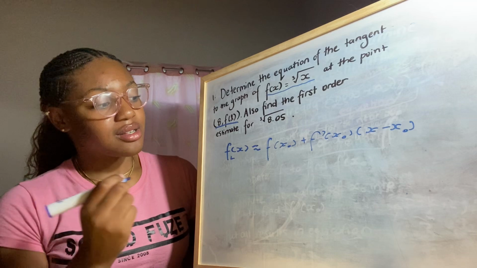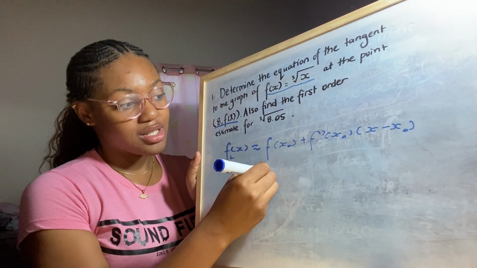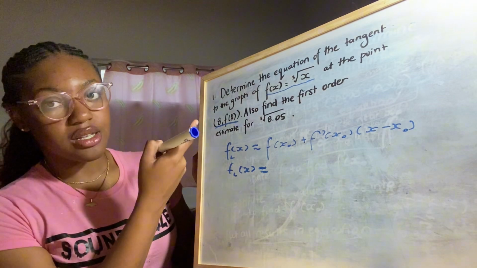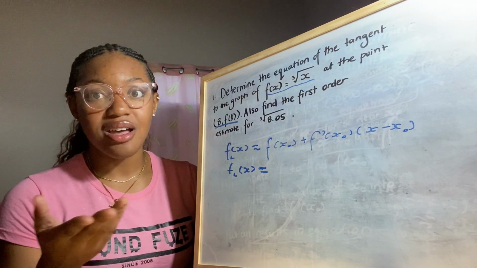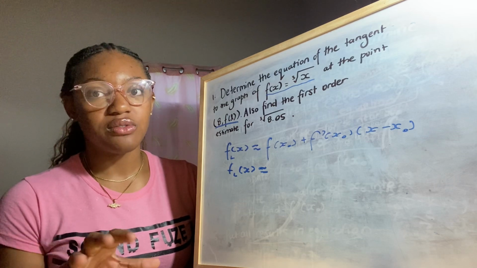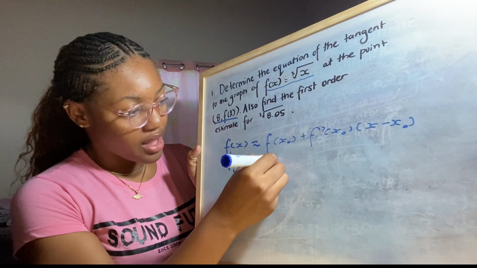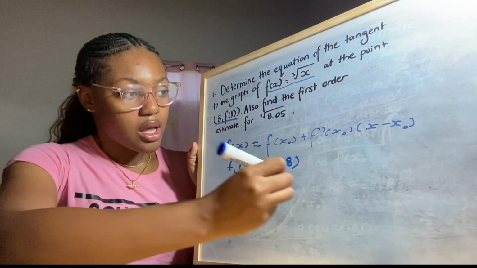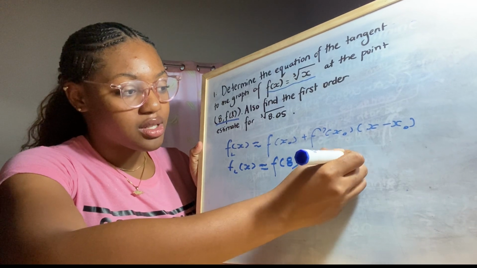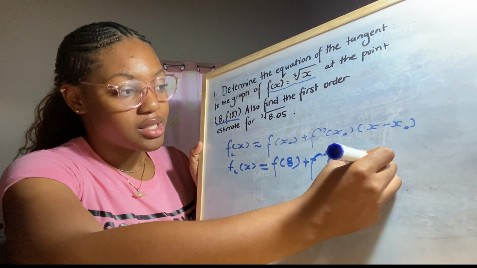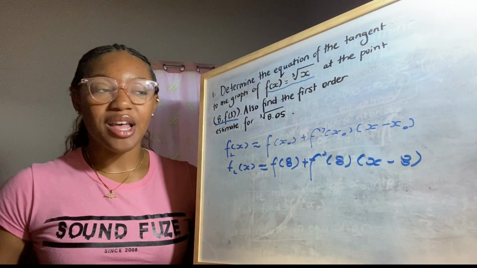So we know that x naught, let's say this, we know that x naught is 8 from the coordinates, because that's the point where basically the tangent is touching the graph, the curve. So we have f of 8 plus, we don't know what is f prime, we're going to find that out, f prime of 8 times x minus 8. So that's our first step done.